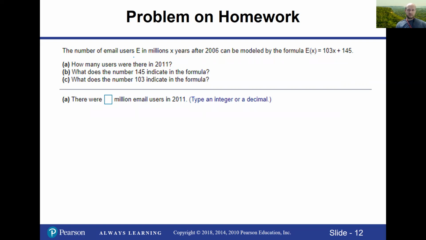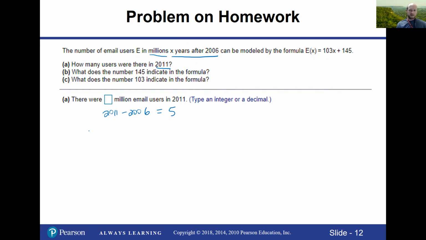So a couple different things we need to note here. We have millions, so the number of email users in millions. So when it says million email users here, we don't have to worry about changing this number. I'll talk about that more in a second. But it's X years after 2006. So the first question you have to ask is, how many years after 2006 is 2011? Well, 2011 minus 2006 is 5. So it's 5 years after 2006, and X means the number of years after 2006.